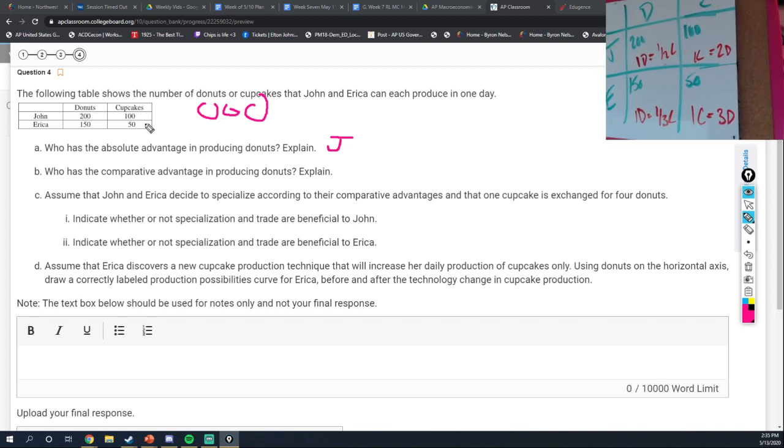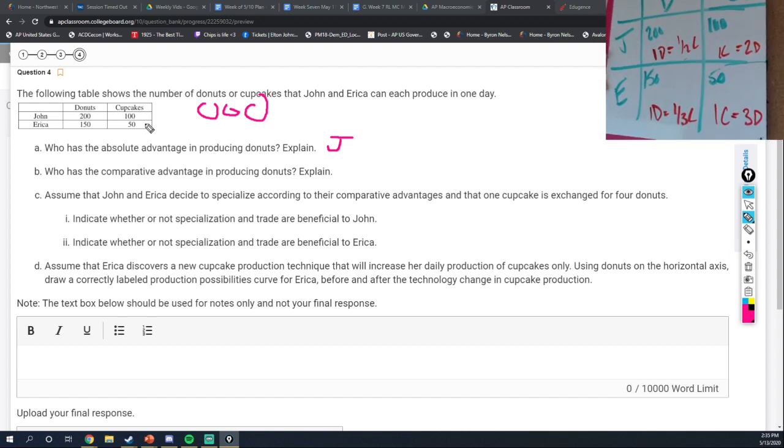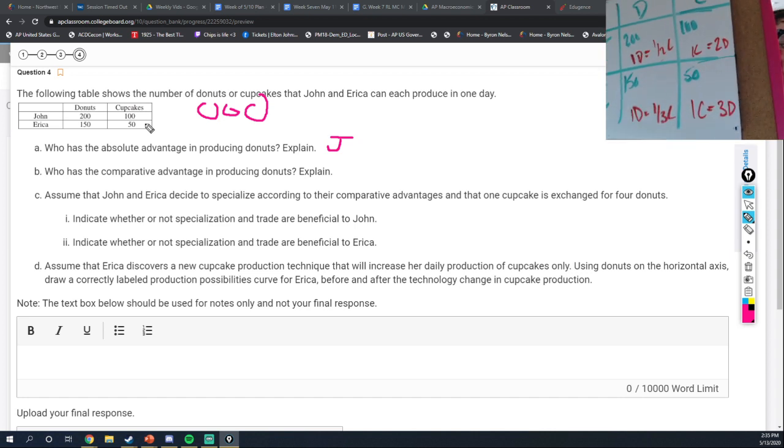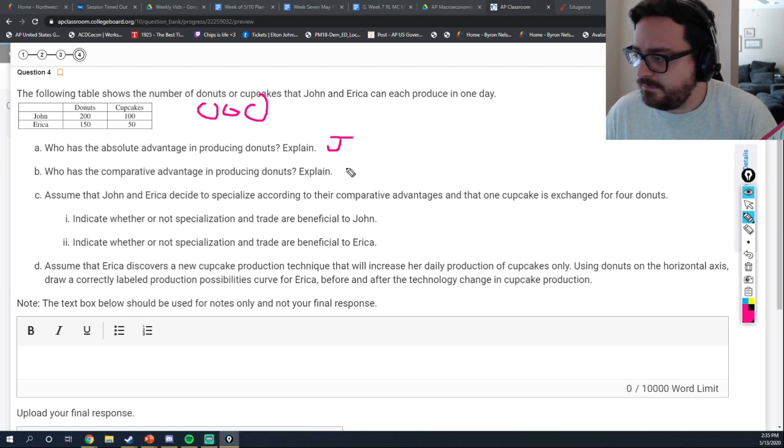So who has the comparative advantage in donuts? That would be who has the lower opportunity cost, because you'd want the person who gives up less cupcakes to make a donut. And that'd be Erica, because 1/3 is less than 1/2.